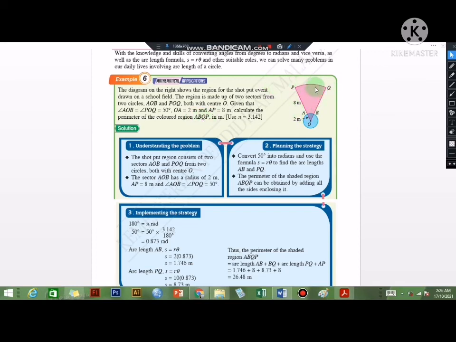ABQP. So the purple, the pink one, you need to calculate the perimeter of the colored region ABQP in meters. Okay, what should you do? Let's look at the first one. You need to understand the problem first.